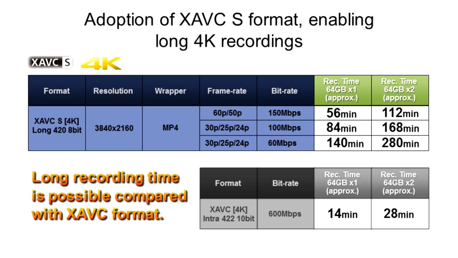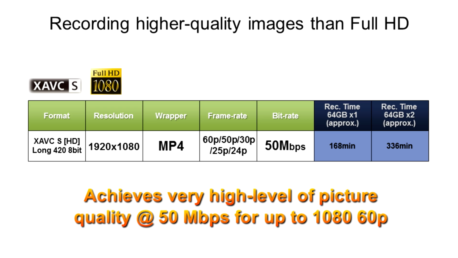Therefore, as you can see in this chart, the 14 minutes that I could have in a 64 gigabyte XQD employing XAVC at intra-frame compression can now be expanded 4 times to 56 minutes. This is the benefit of the long GOP. It's a factor of 4-to-1 expansion in recording duration. And also, these cameras are capable of reaching very high levels of picture quality, 1080 60p, employing XAVC, long GOP, up to 50 megabits.